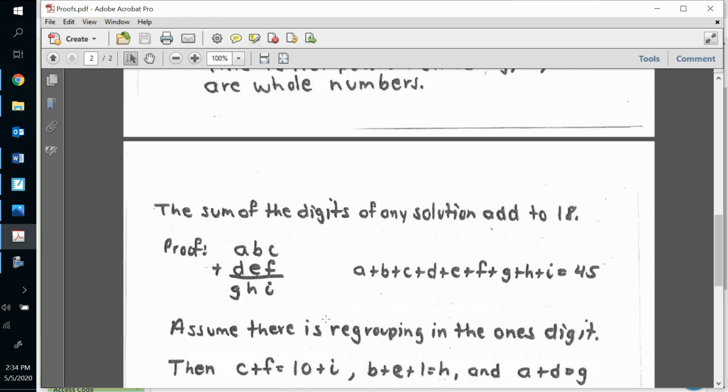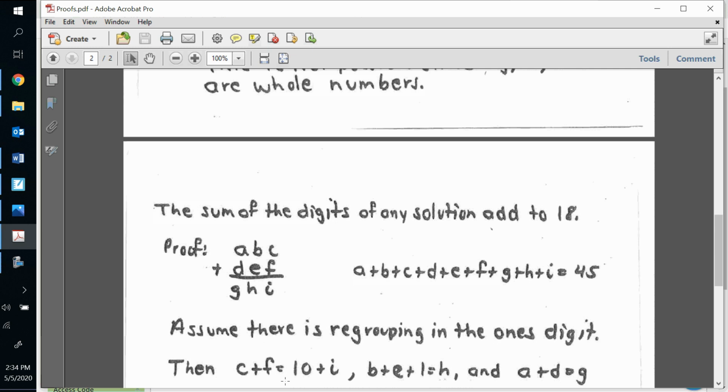Oh, sorry. I guess since we know there's a regrouping, we've got to say, okay, where's that regrouping going to be? We know the regrouping can't be in the hundreds place because then that would give us a 4-digit number. So it's got to be either the ones digit or the tens digit. We're going to do it for the ones digit, and you could do the same exercise for the tens digit and it would produce the same result. But we'll assume that it's in the ones digit.